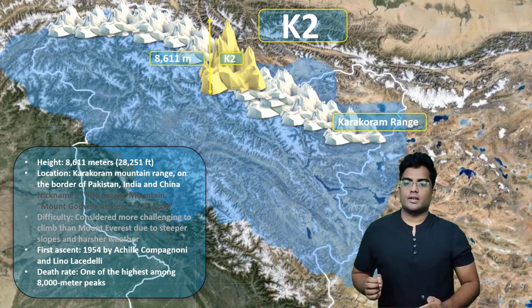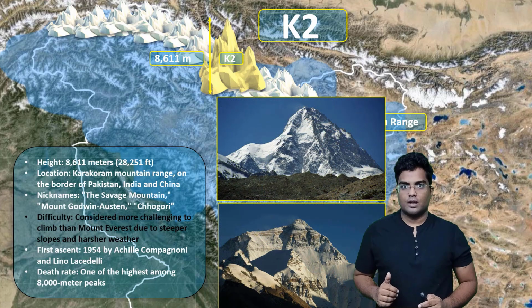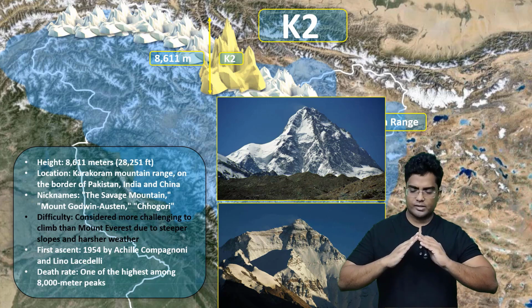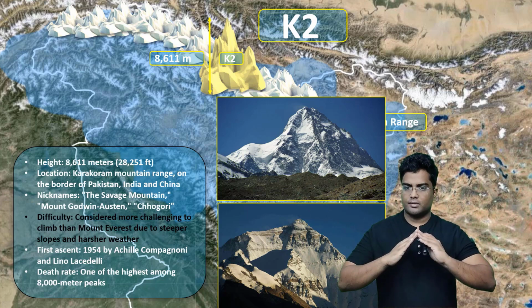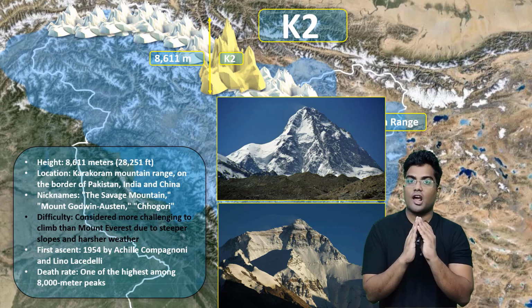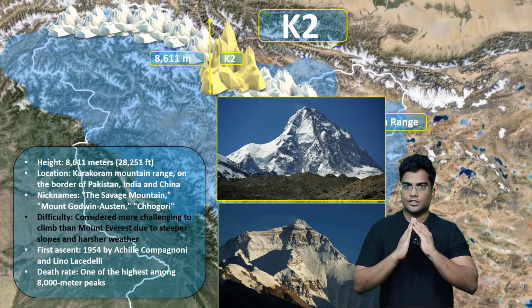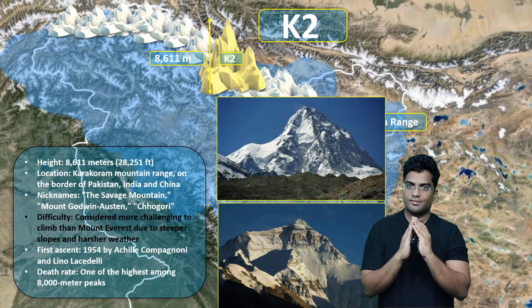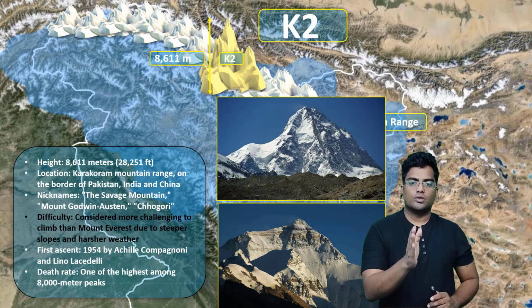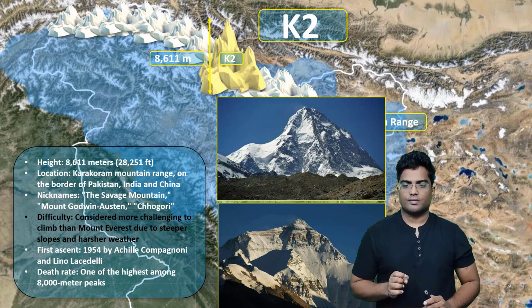Now this mountain is quite steep. For example, this is Mount Everest, okay? As you can see, the slopes can still be climbed. This is K2, okay? Because of the angle, it's very difficult to climb. This is Mount Everest, this is K2. So this is a challenge to climb K2, right?